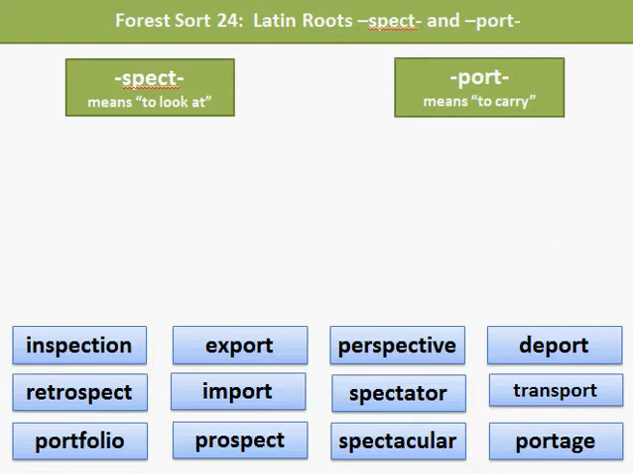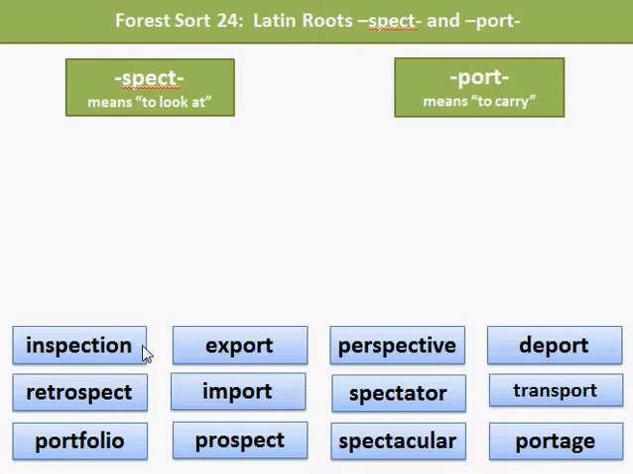Forest sort 24 has the Latin roots spect and port. These roots are often combined with other prefixes and suffixes that we've already reviewed, and we'll take a look at some of these here today. Spect means to look at, and port means to carry.